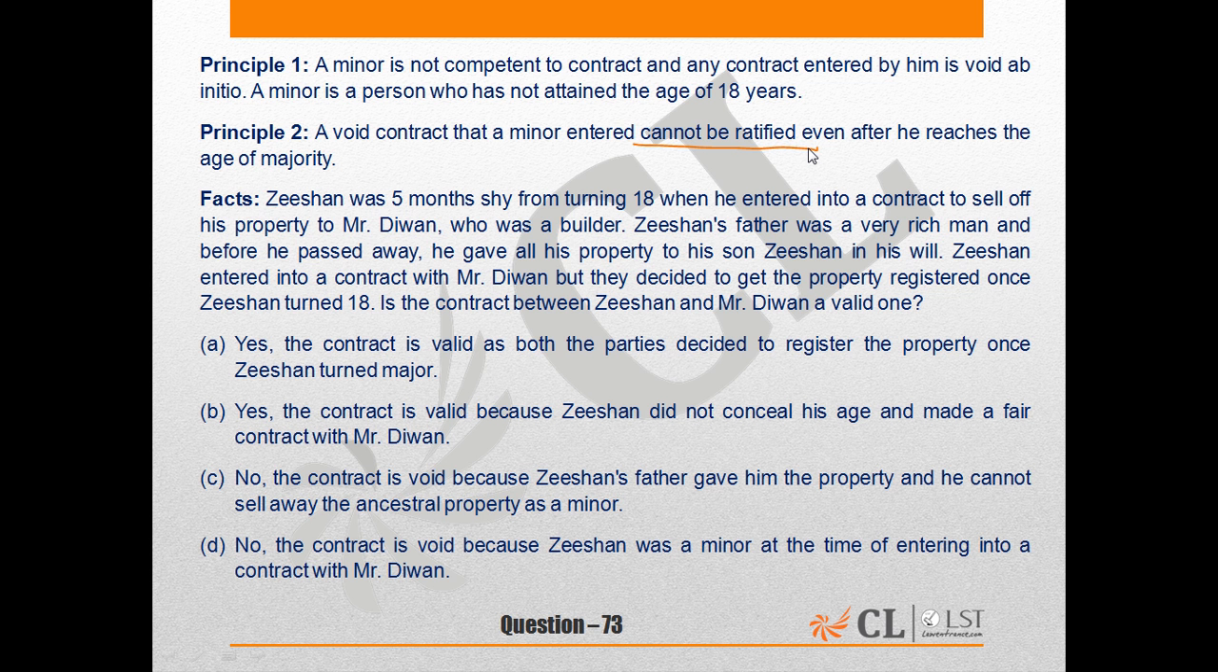if a person who is a minor has entered into a contract, he cannot bring the contract into effect after the person has attained majority. It would just be a void contract and it cannot be ratified later. So in this case also, the contract would be void because Zishan was a minor, hence option D would be the answer. This is an easy question and was correctly marked by most of the students.